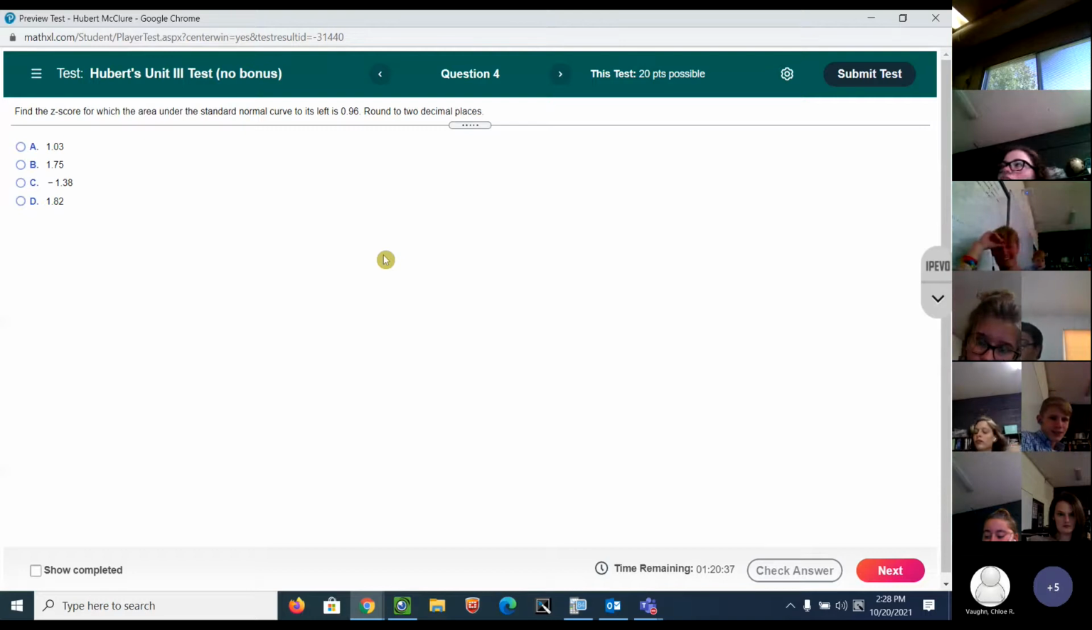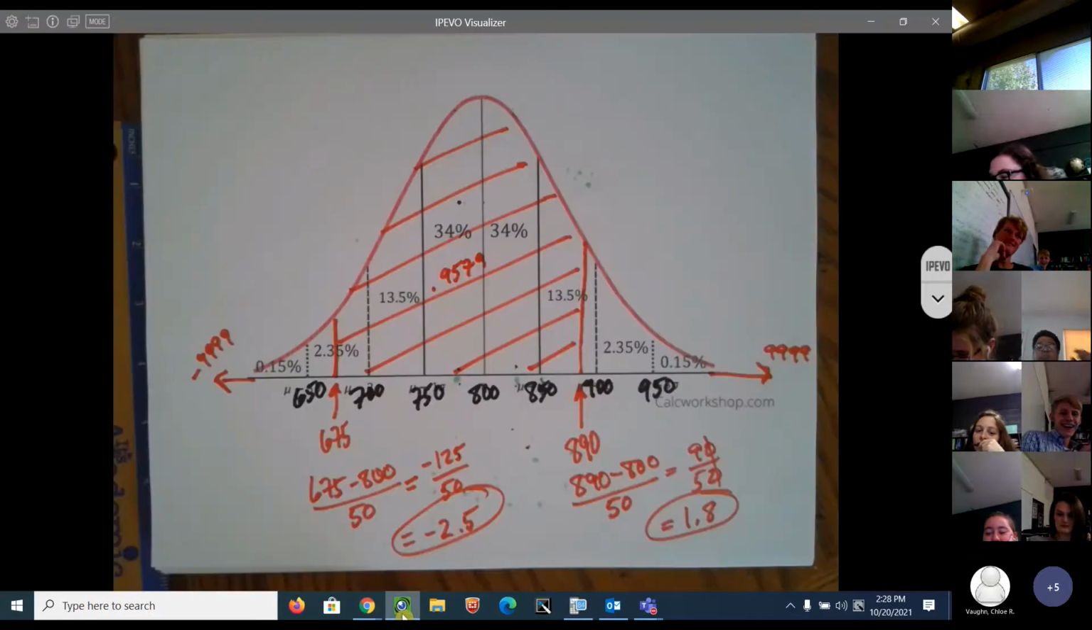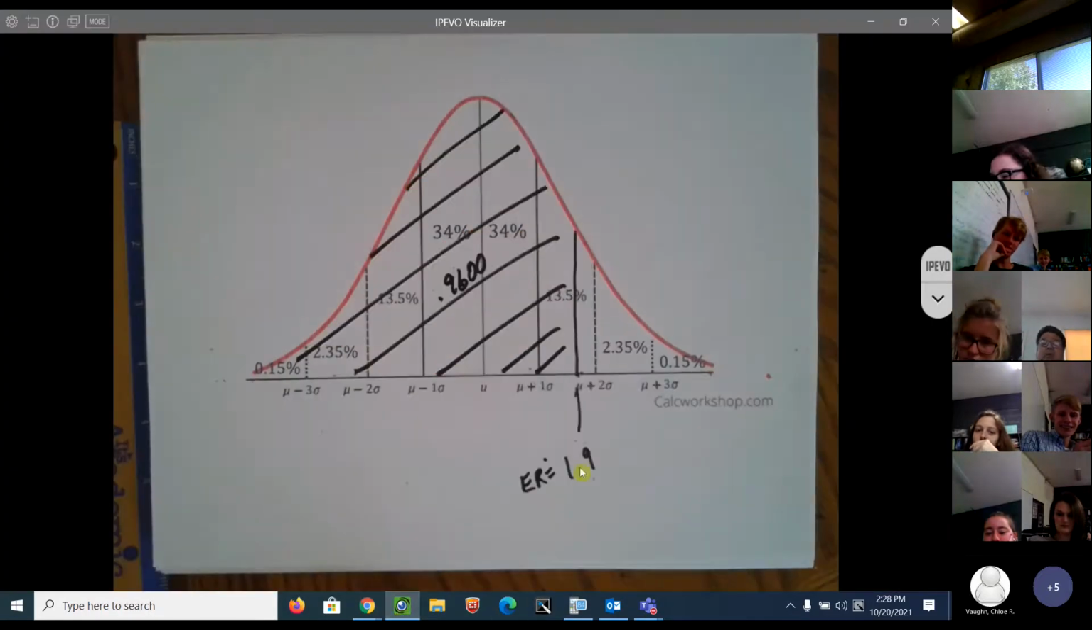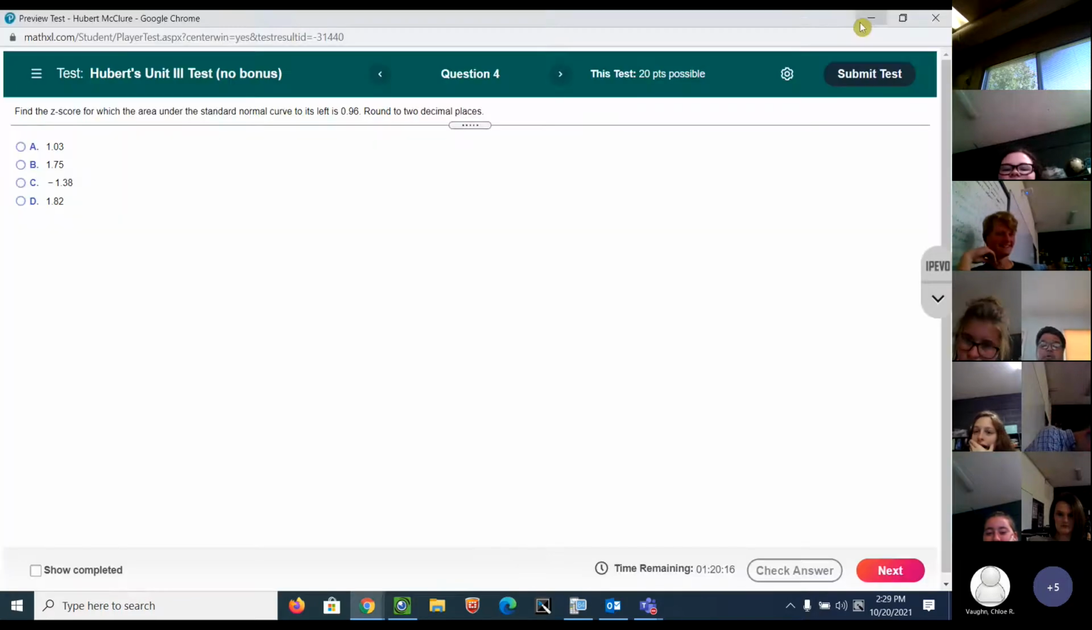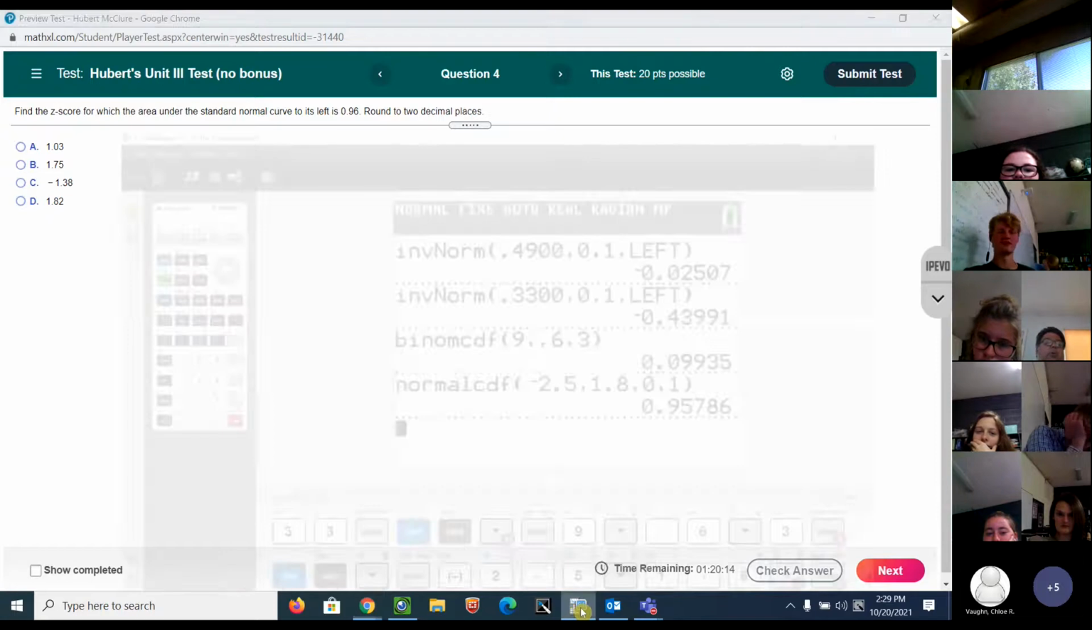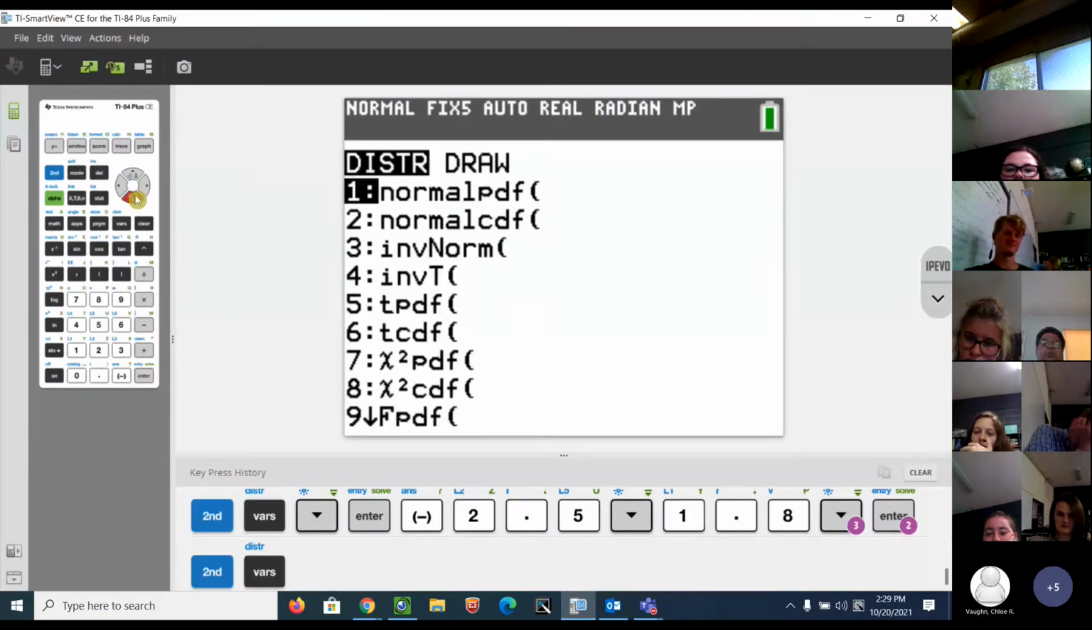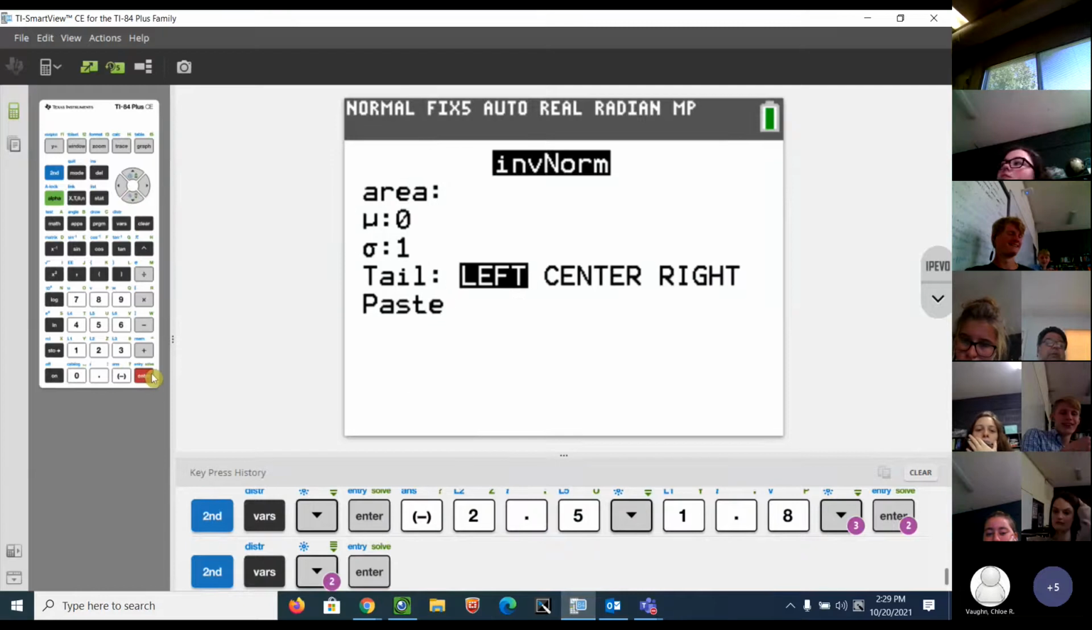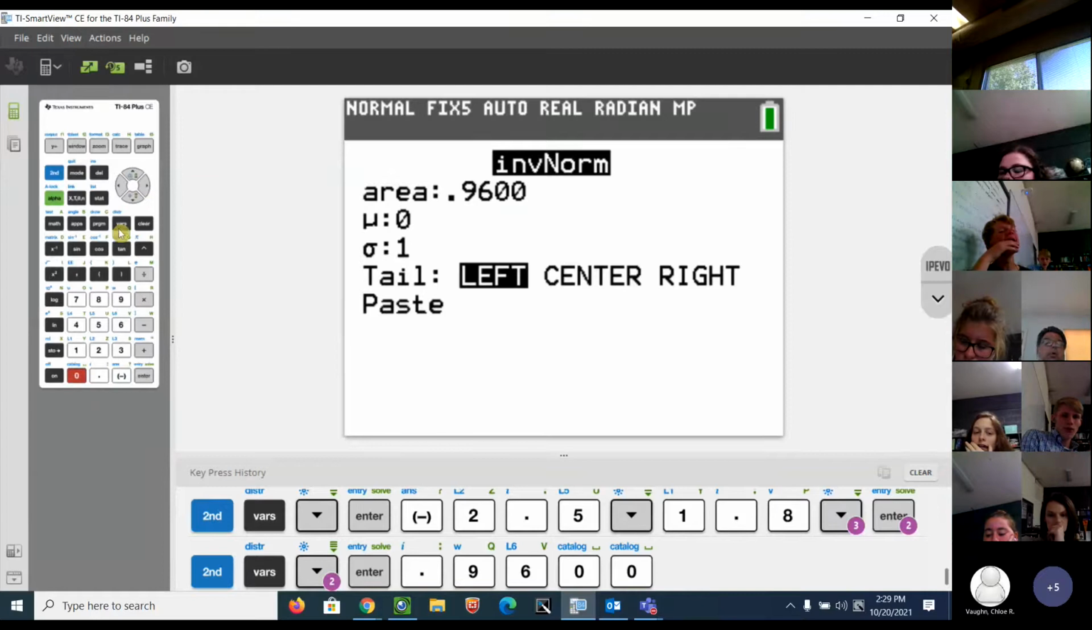But they want to know, area is equal to 0.9600. There's my drawing. I got 1.9. I think it's going to be around 1.9. So inverse norm, second bars, inverse norm, 0.9600. And it's going to be left because it said the left side.